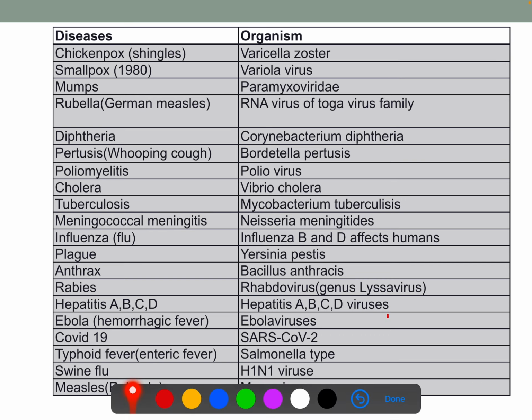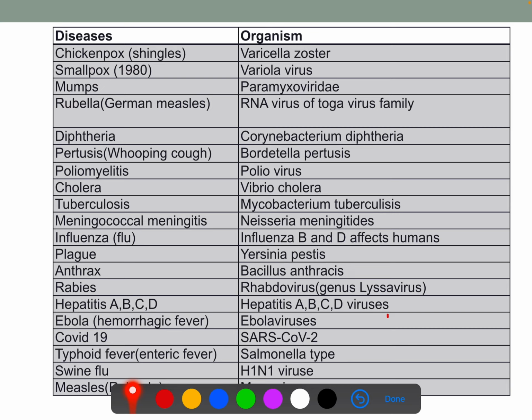Chickenpox, also known as shingles, it's a varicella virus. Smallpox, it was eradicated in 1980, variola virus. Mumps, paramyxoviridae. Rubella, also called German measles. Sometimes the question will be the other name of rubella: Japanese measles, German measles, Russian measles. So try to learn it properly. RNA virus of togavirus family. Sometimes the question will be DNA virus of togavirus. Don't get confused. So you have to remember it very correctly.